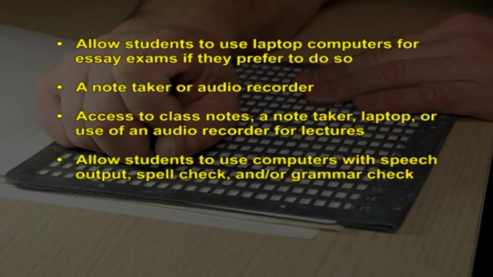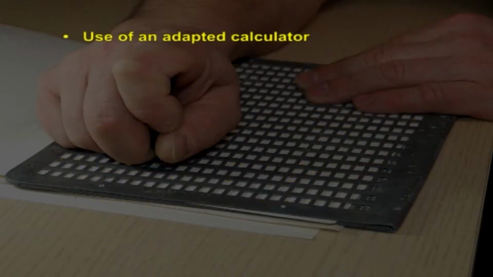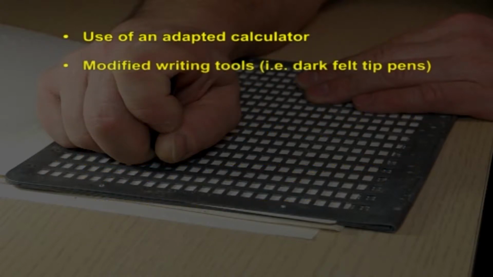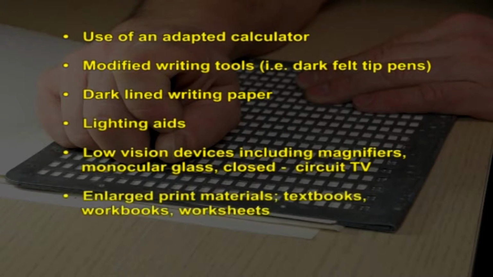Allow students to use computers with speech output, spell check and grammar check. Reading aloud written materials. Use a braille writer. Use of an adapted calculator. Modified writing tools, that is dark felt tip pens, dark lined writing paper, then lighting aids, low vision devices including magnifiers, monocular glass, closed circuit TV, enlarged print materials, textbooks, workbooks, worksheets, tactile maps and diagrams.